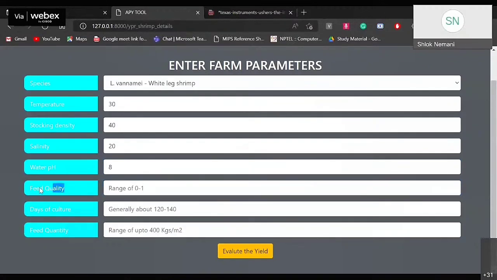The feed quality is a qualitative term describing what quality of feed we are using. On a range of 0 to 1, it's about 0.9, which shows good quality feed. Days of culture for L1MI is around 125; we can take 125 to 130. The feed quantity we can take around 100 kilograms per hectare. So now it's computing. Let's check the result.